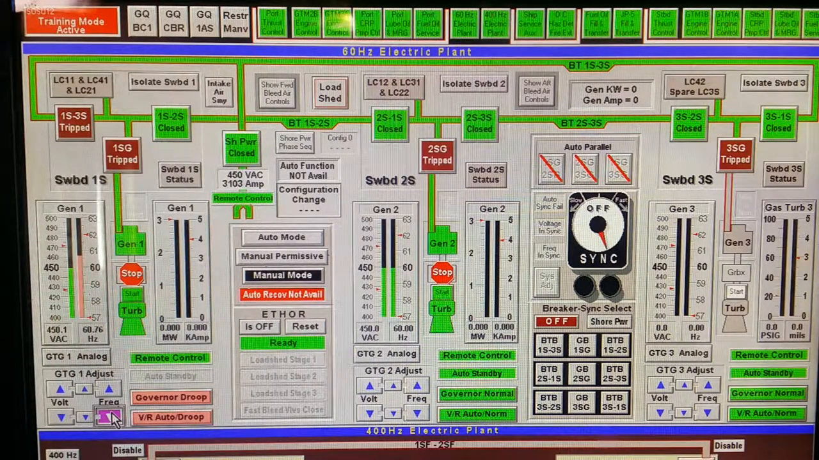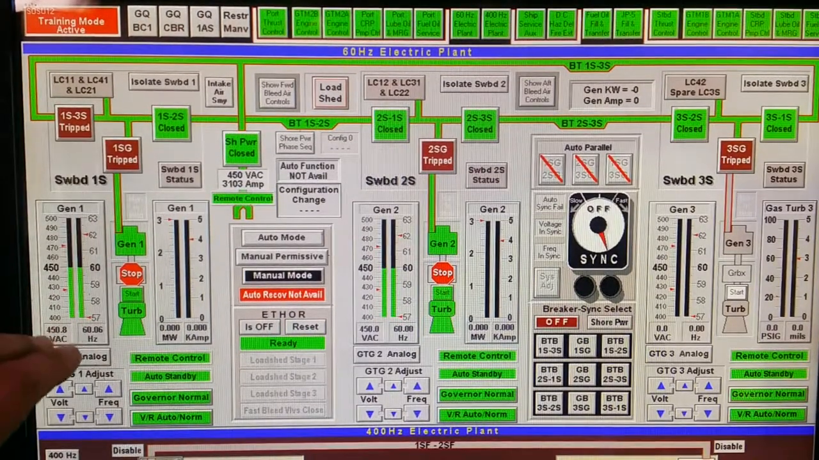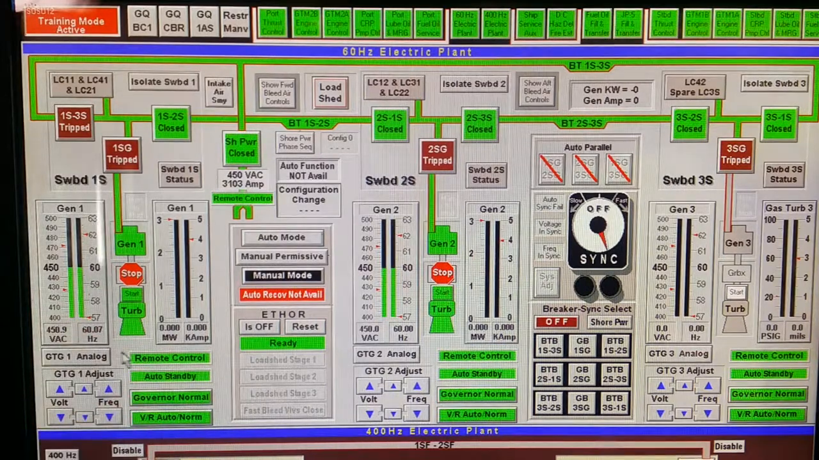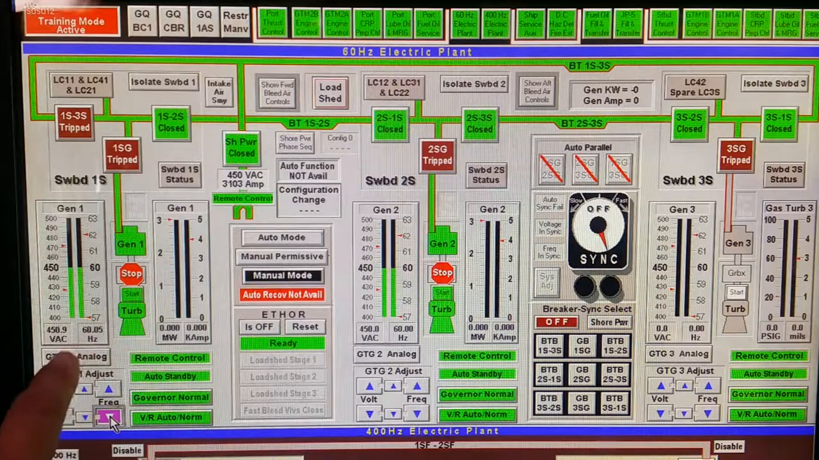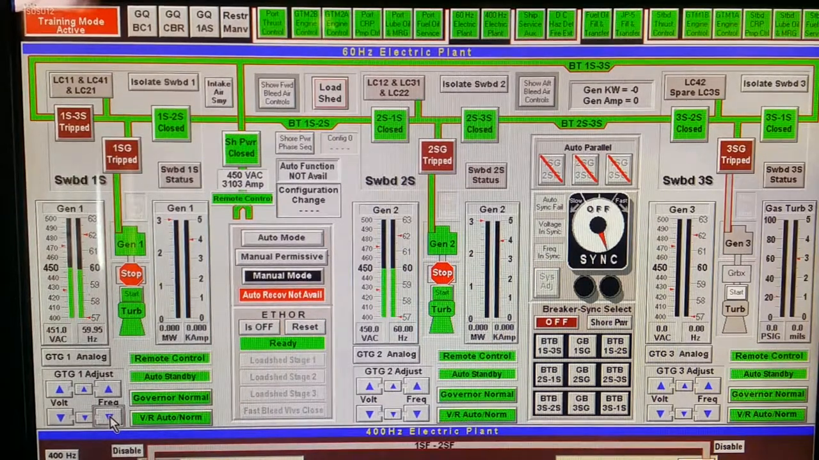So I'm going to stop my video. And now that I restored back to 450 and 60 hertz, I went back to normal. Now that I went back to normal in governor, for some reason my frequency just went back up, but that's okay, I can fix it right now. All right, a couple of things, mistakes that I made.